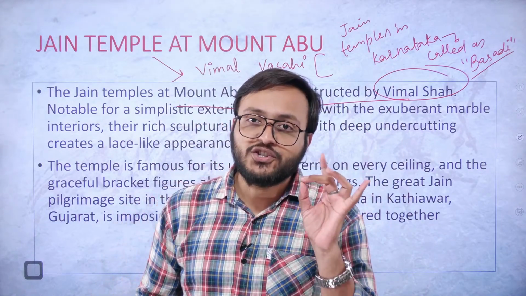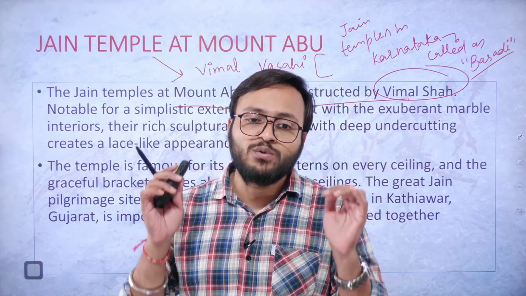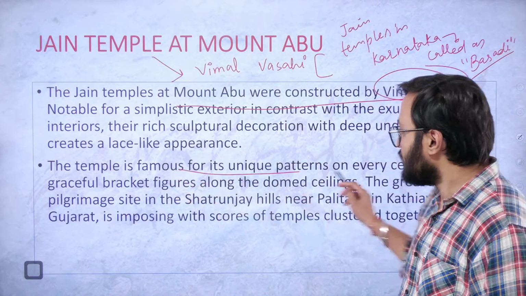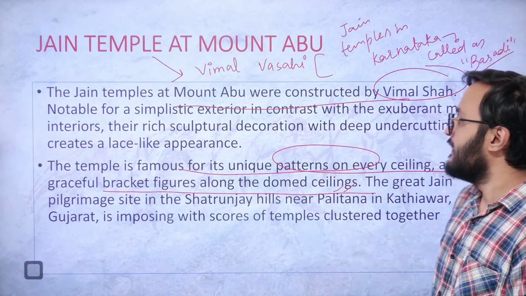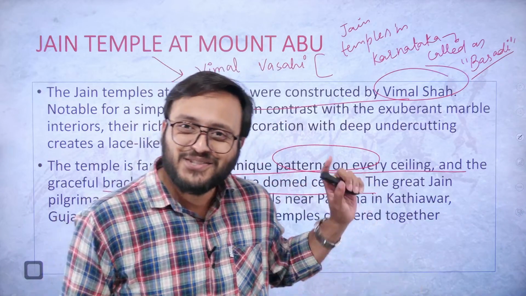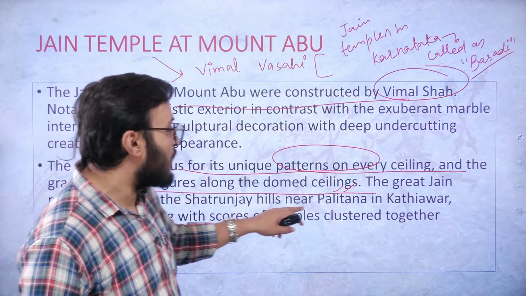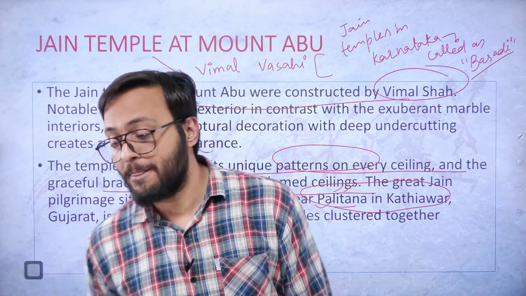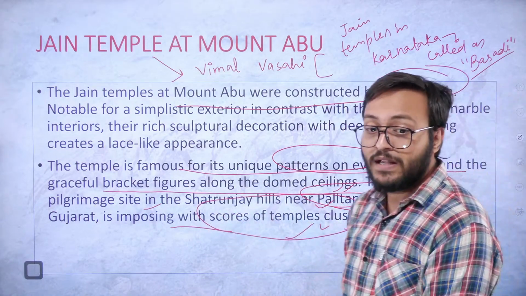And this is why the shine, the luster, the decoration, the appearance, they are all outstanding and they are all outclassed by itself. So here, unique pattern on every ceiling and the graceful bracket figures along the domed ceilings. Right? This is actually one of the famous sites, and the temple which I showed to you, which had the numerous Shringas and Urshringas, that temple is located in Kathiawar at a place called Palitana. In that place, hundreds of temples, several temples are clustered together.